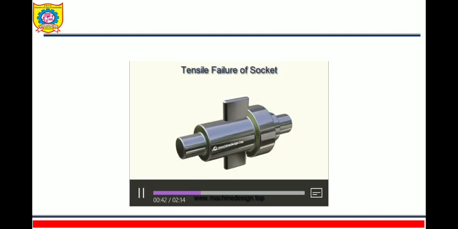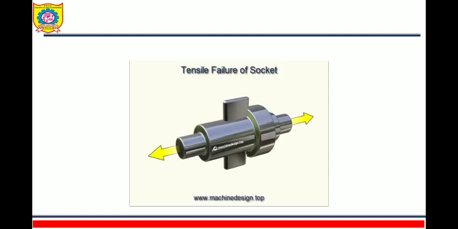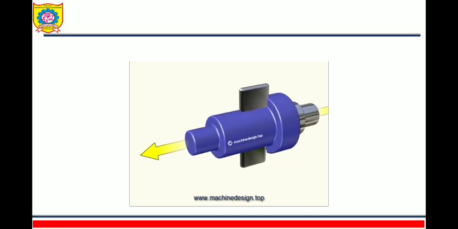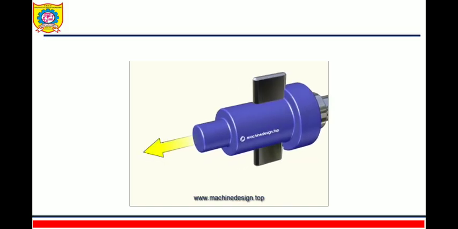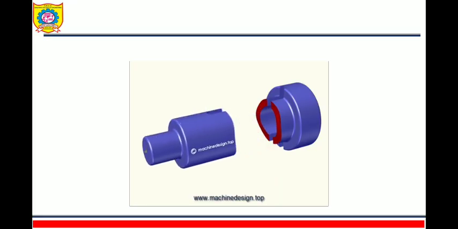Next we'll see tensile failure of the socket. It takes place from the weakest area. So where will be the weakest area? They will show the weakest area now. Yes, the weakest area is where there is the least cross section.